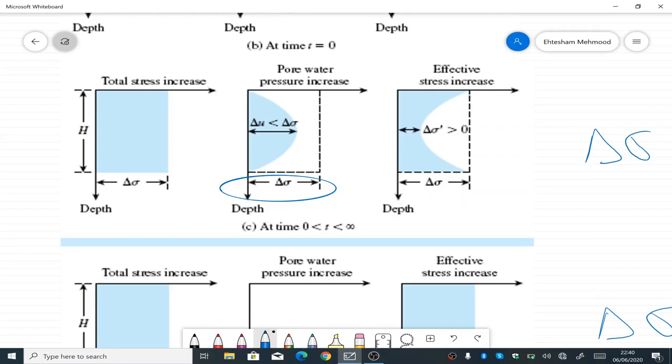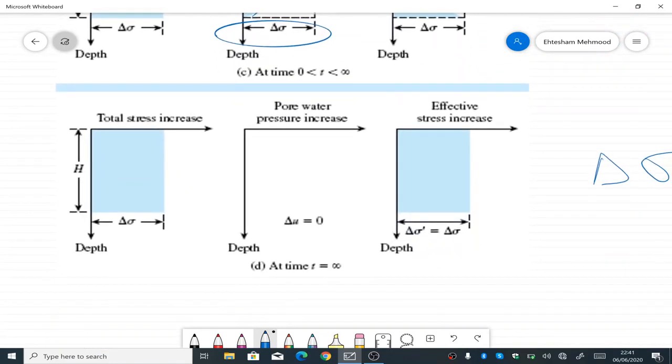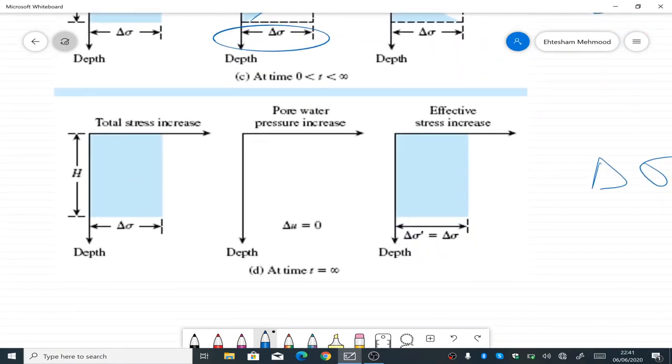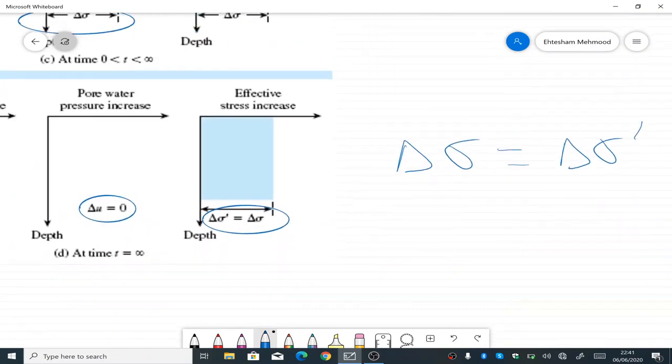And after a certain while, that is between time 0 and time infinity, total stress is again indicated by delta sigma. Pore water pressure would be somewhere lesser than delta sigma, and the effective stress would also be lesser than the total value. And at time infinity, when all the excess has been dissipated, total stress remains the same, delta sigma. Pore pressure now becomes 0 and delta sigma is equal to the total effective stress.